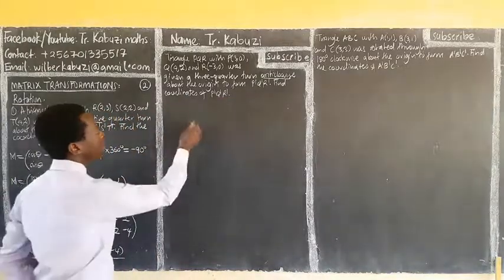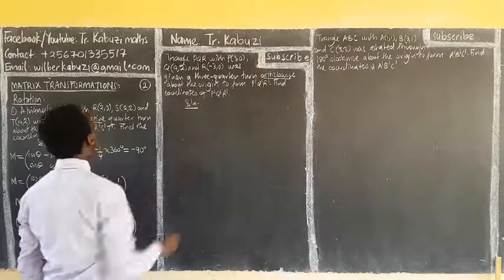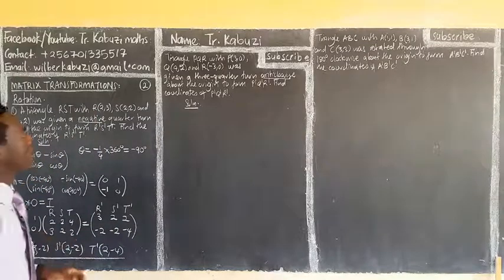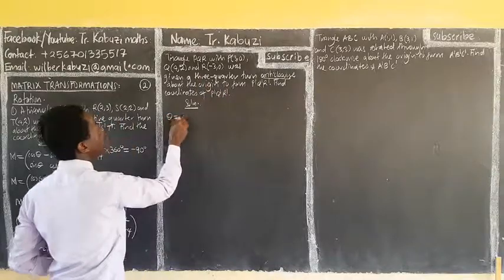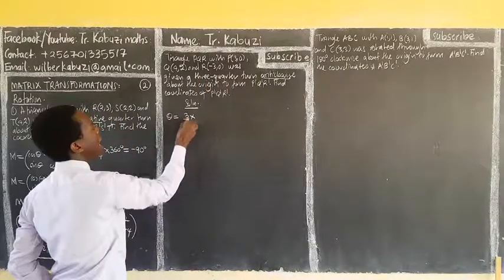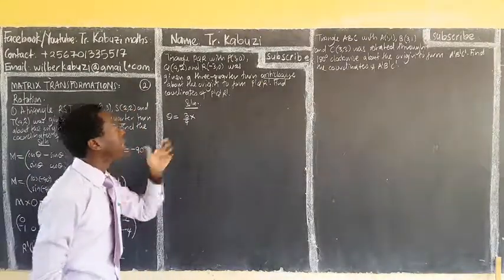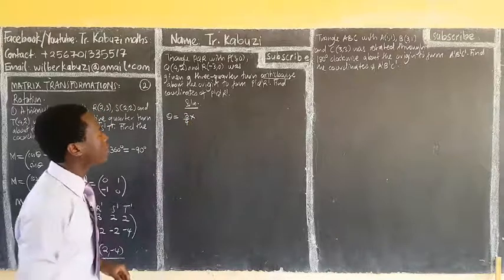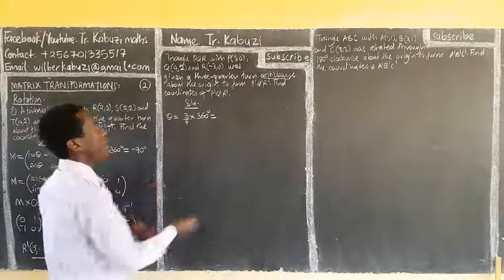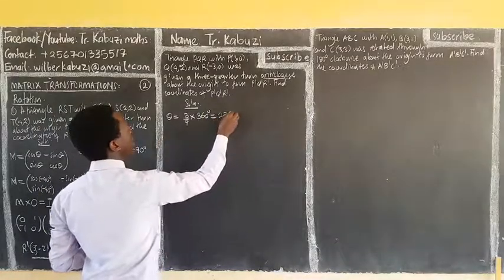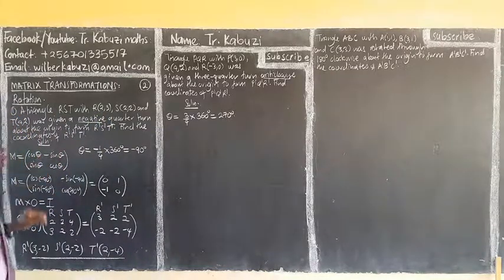So what I do, I need to get first of all my angle. My solution here, under my matrix of rotation about the origin, is this. To get my theta, it is a 3/4 turn. So my theta will be 3/4 times, because anti-clockwise is a positive movement, a full turn, which is 360 degrees. This is going to be 270 degrees. So now after getting this 270 degrees, we substitute in our matrix of rotation.